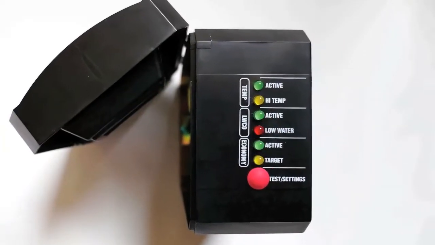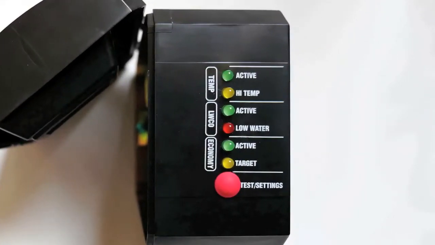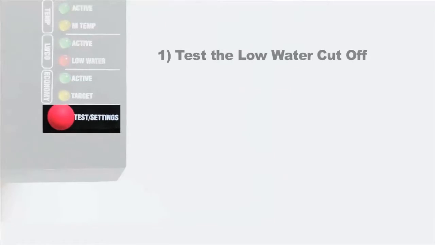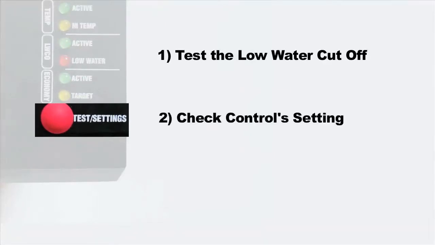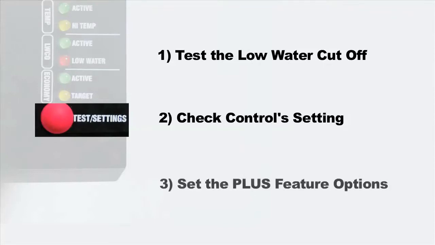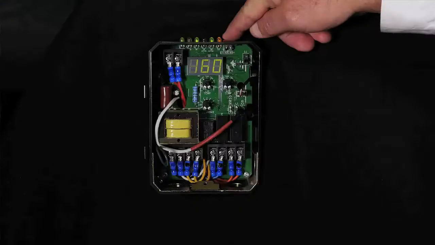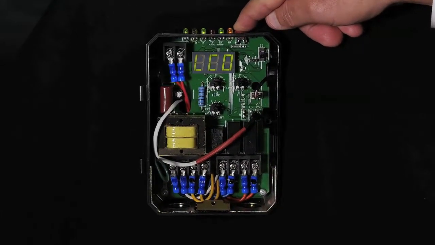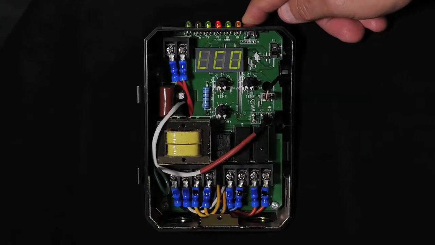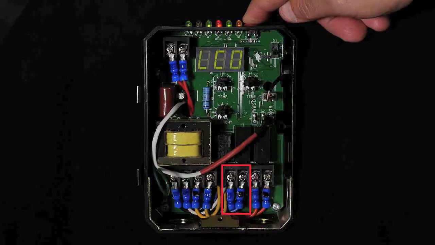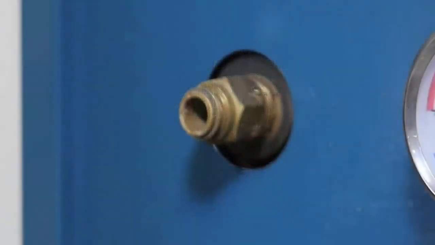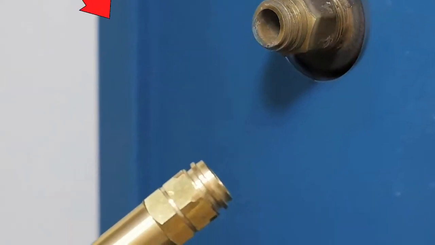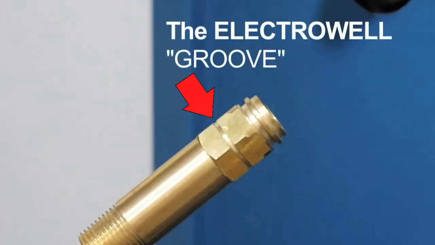The Test Settings button, located on top of the control, is multifunctional. It can be used to test the low water cutoff function, to check the control's settings, and to set the plus feature options. To test low water cutoff, press and hold the Test Settings button for 5 seconds. The display will read LCO, the red low water light will illuminate, and the burner circuit B1 and B2 will de-energize. Note that the control must be installed with a hydro level electro well for low water cutoff functionality.